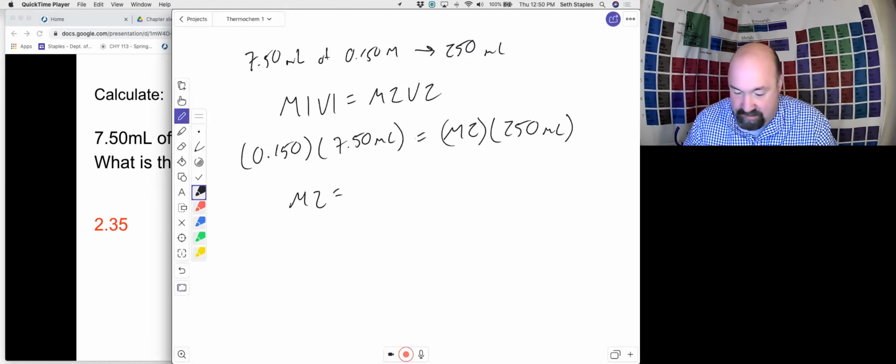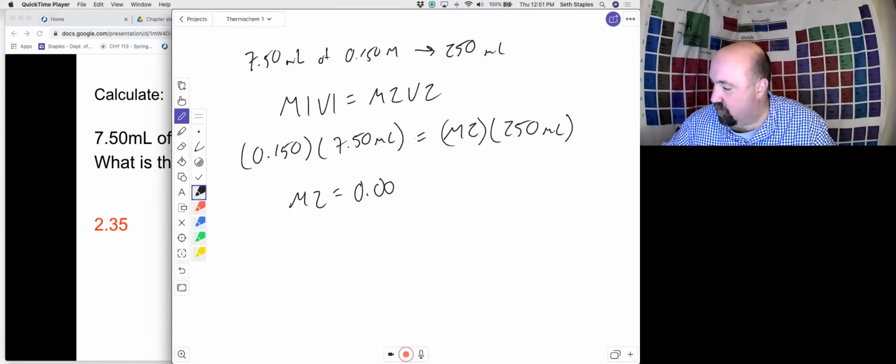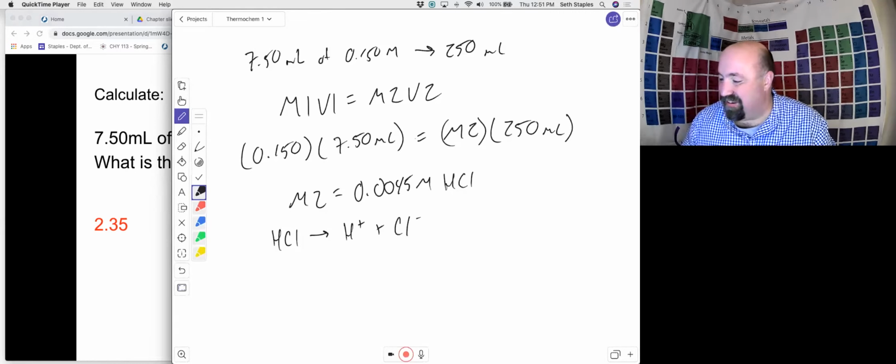So we use a little algebra, solve this, and we get 0.15 times 7.5 divided by 250. Oh, that's 0.15. I put it in my calculator wrong. There we go. 0.15 times 7.5, and we get a new molarity of 0.0045 molar HCl. What we have to recognize as well is that HCl is one of our strong acids, meaning it will 100% dissociate into its ions. What that means for us is if we have 0.0045 molar HCl, we will also have 0.0045 molar H+.